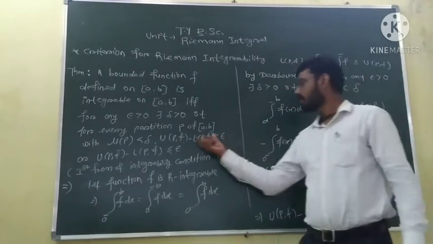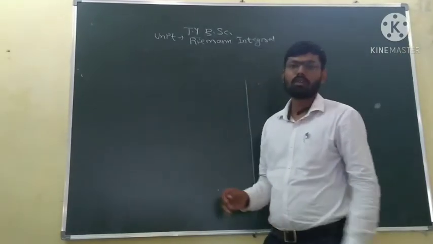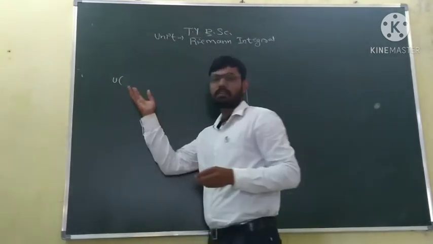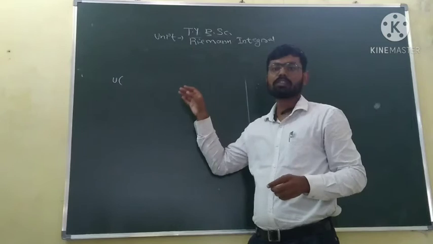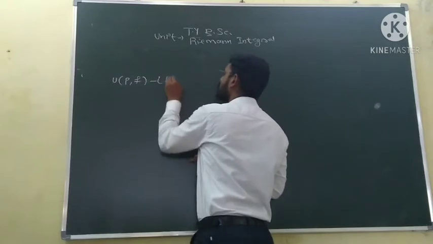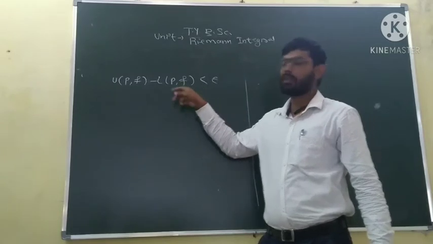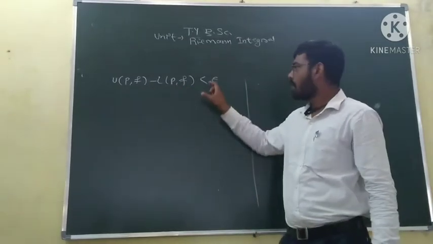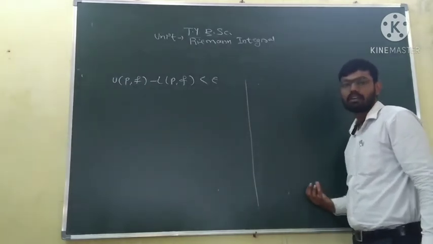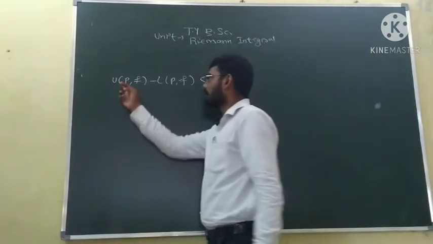Now in the next part we will assume this and prove the function is Riemann integrable. We will assume that for any epsilon greater than 0, there is delta greater than 0, such that the difference between upper sum and lower sum is less than epsilon, whenever the norm of the partition is less than delta. Now we have to prove that the function is Riemann integrable, that is, upper integral is equal to lower integral. This is the next half of the proof of this theorem. So we have been given this.